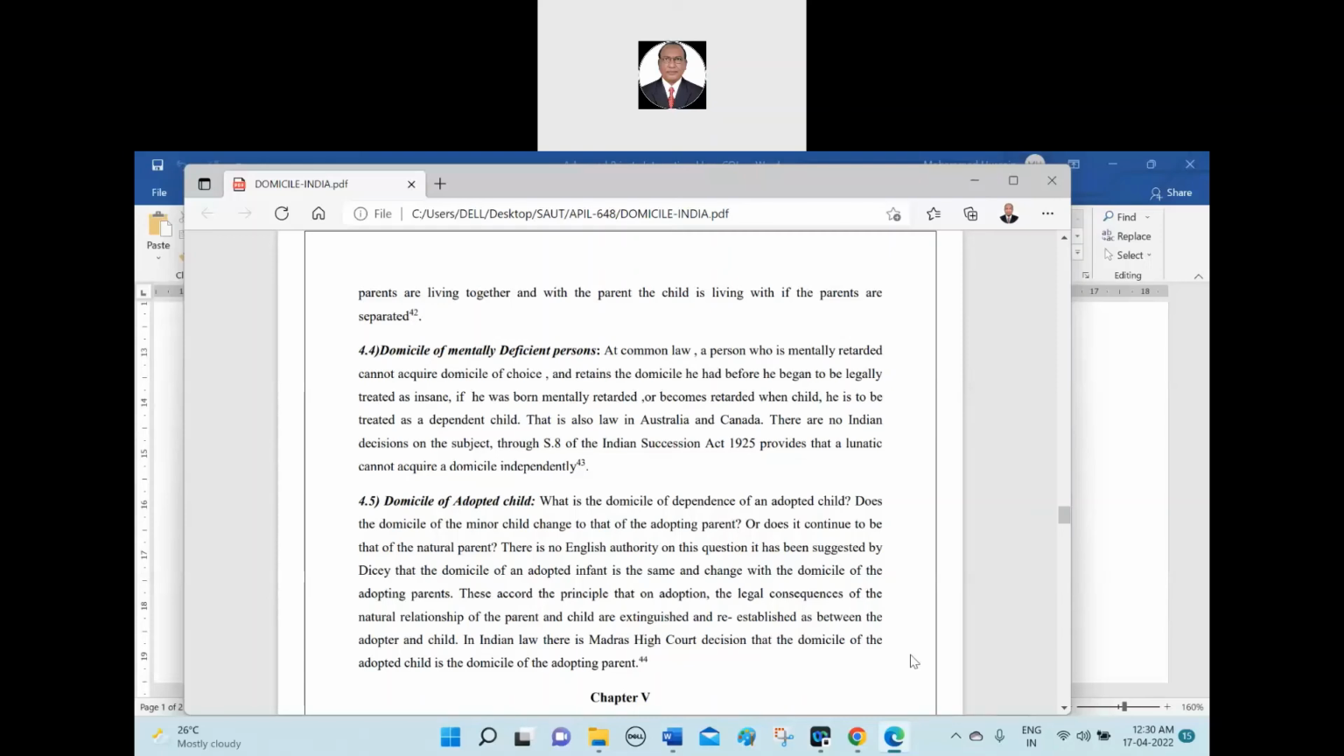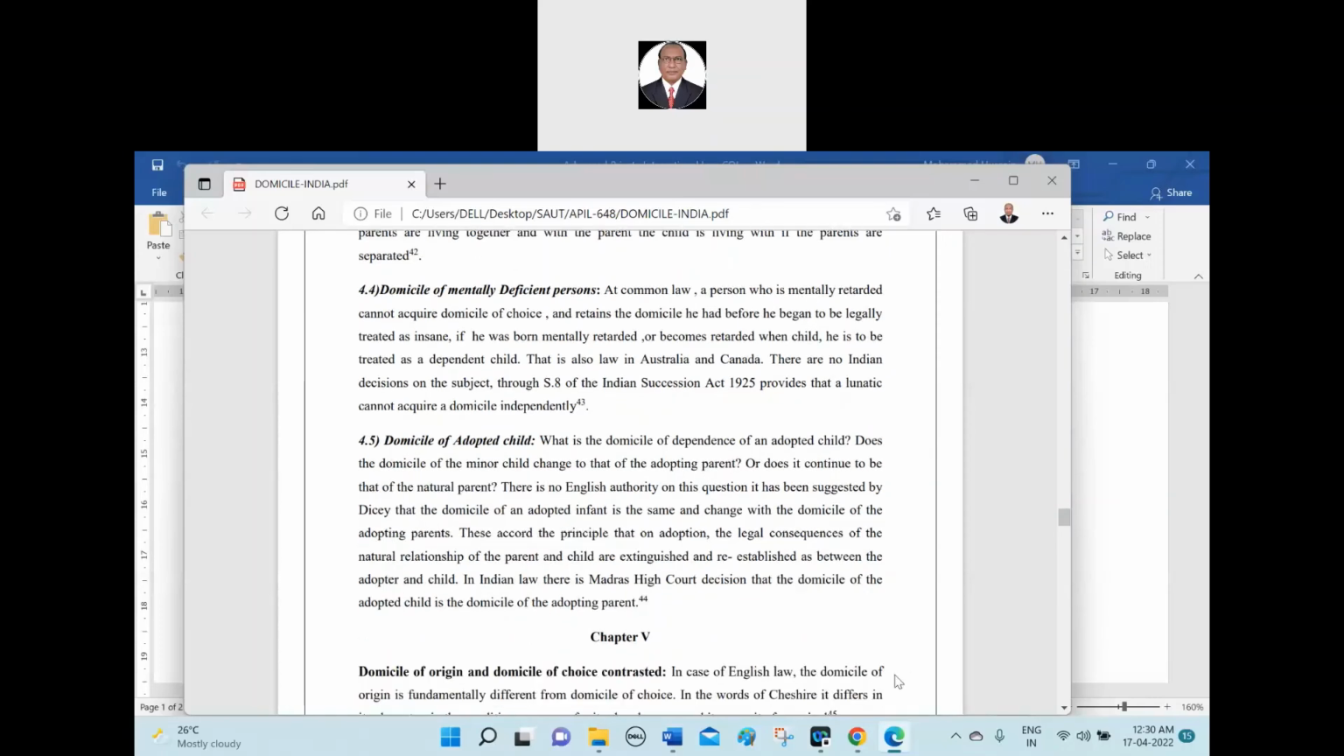If you don't know, you say pass on, I will give the answer. See, when the natural parents, those who begot the child, have given the child to the adoptive parents, at that instance, the child's domicile is the adoptive parents' domicile. Is it clear?